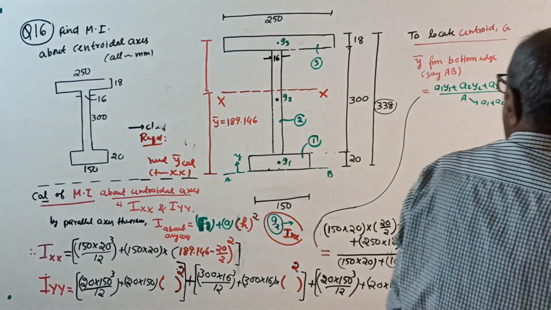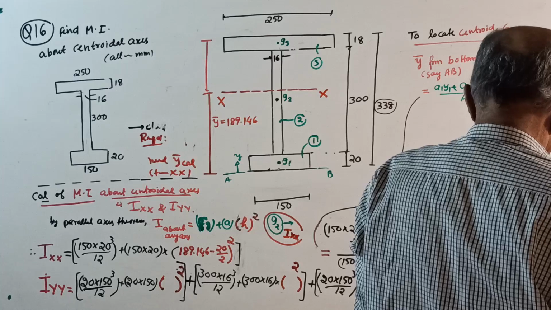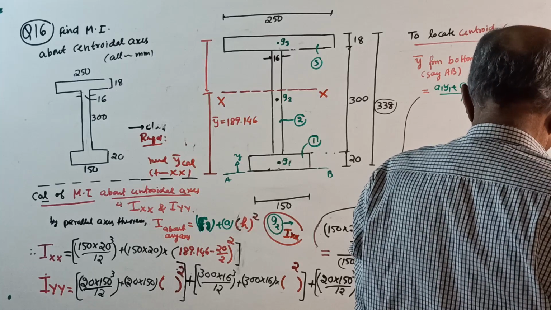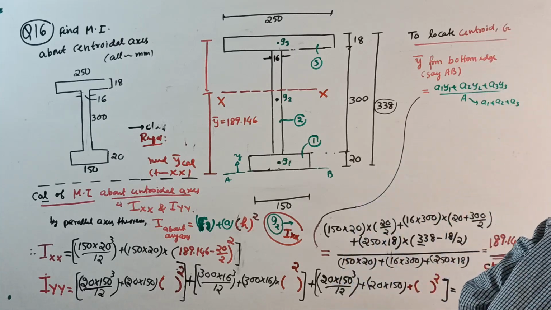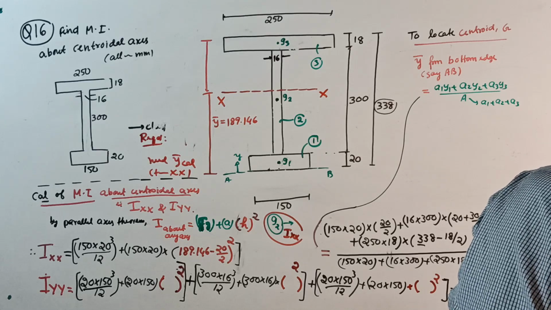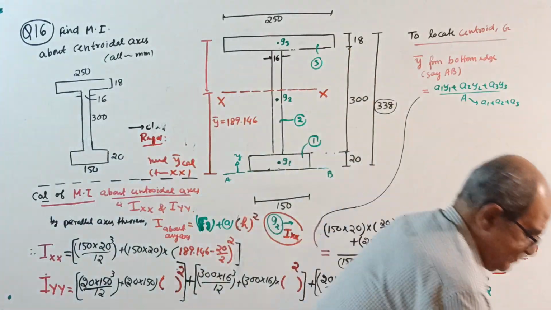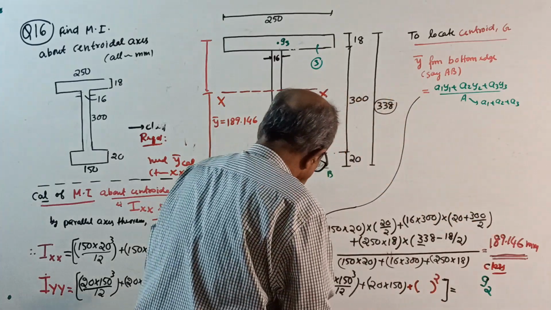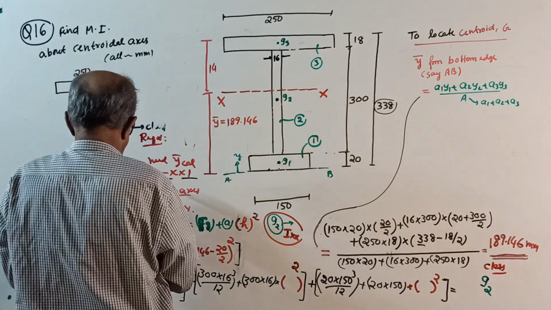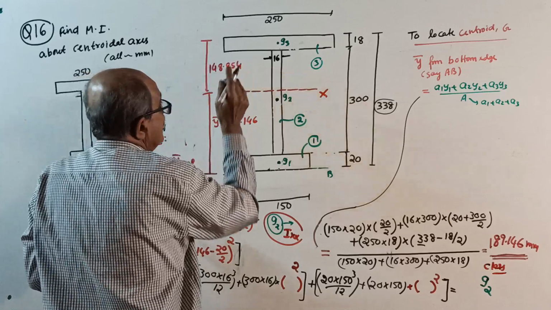See, little out of scale. 338 minus 189.146. I already marked somewhere there. I made a note of the answer. That is 148.854. Yes, because all these I already calculated. Forgot. 148.854. Okay. Now make a note.